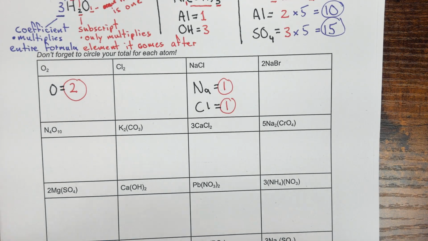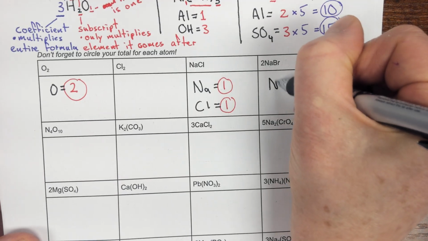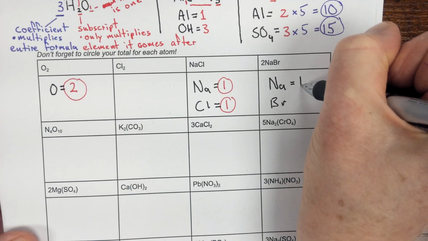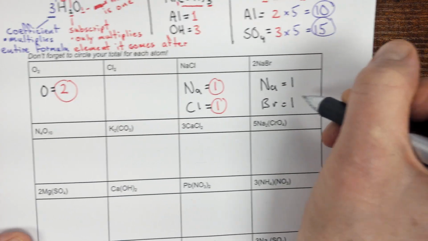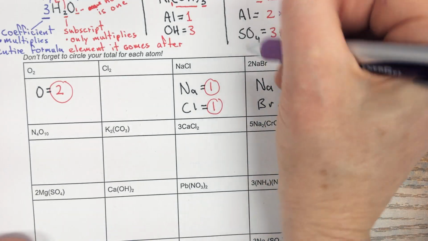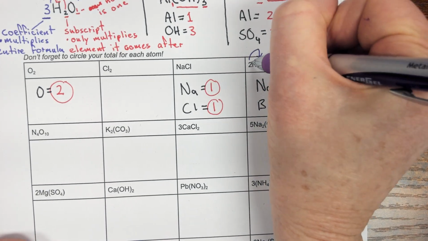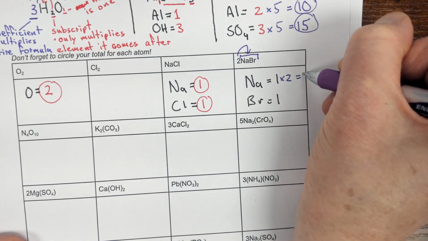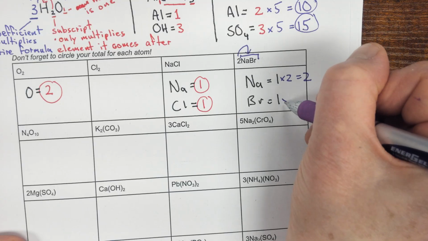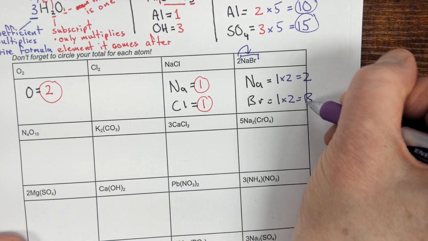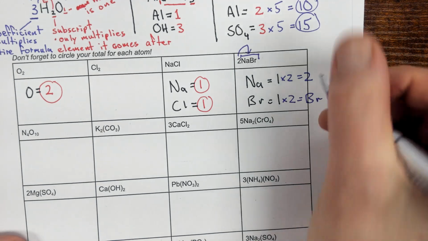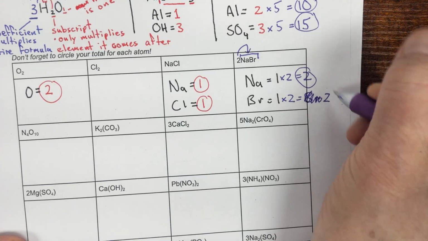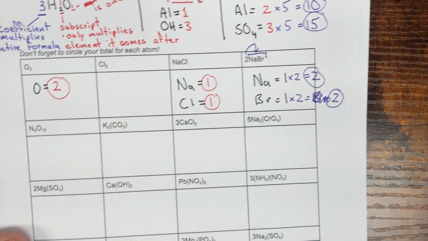Now the next one is very, very similar, right? But it does have a coefficient, so we'll just be adding on that last step. So Na is 1, Br is 1, but now I'm going to multiply everything by the 2. It applies to the entire formula. So this is times 2, so I have 2 Na total and 2 Br total. Oh, why did I put Br there? I meant 2. There. Like that.